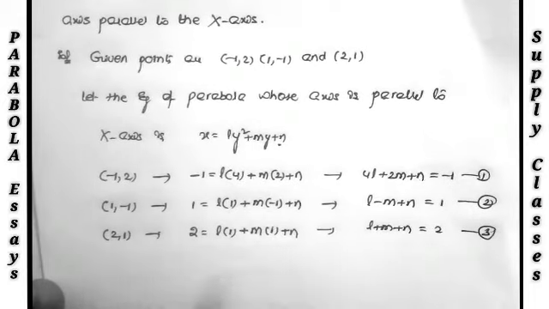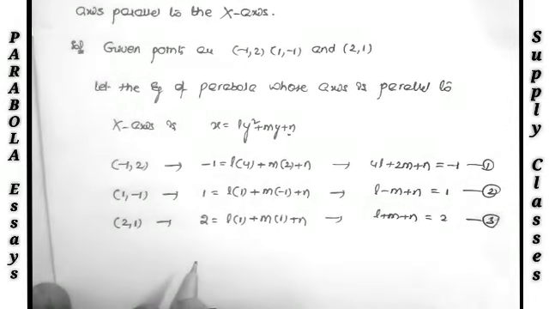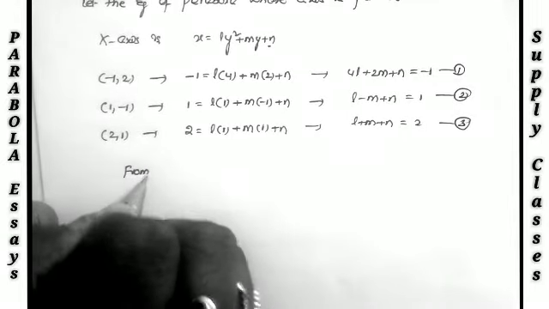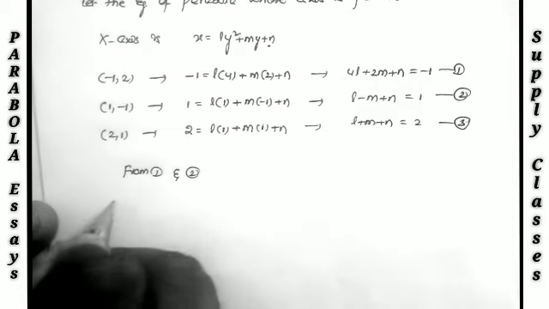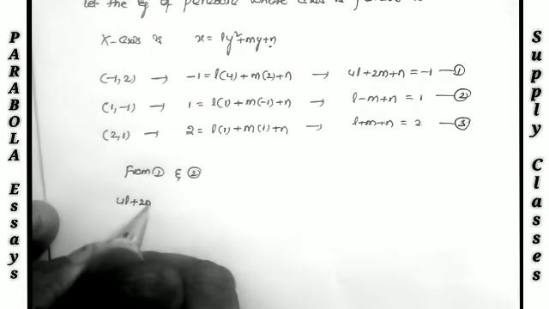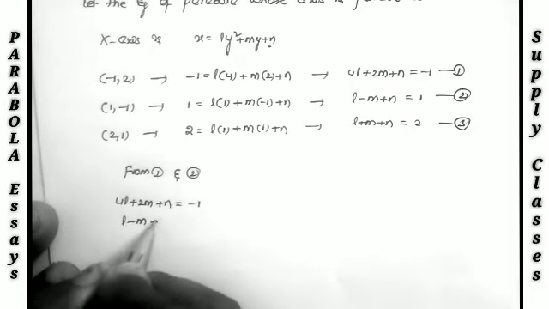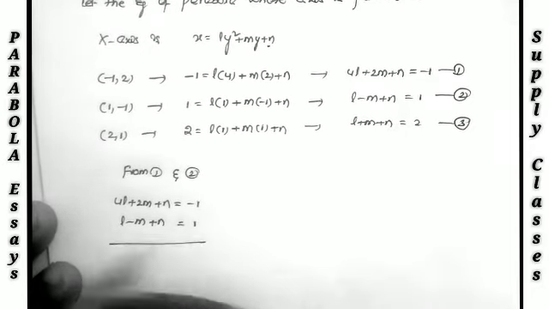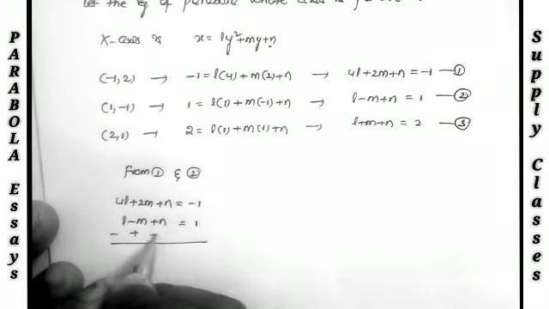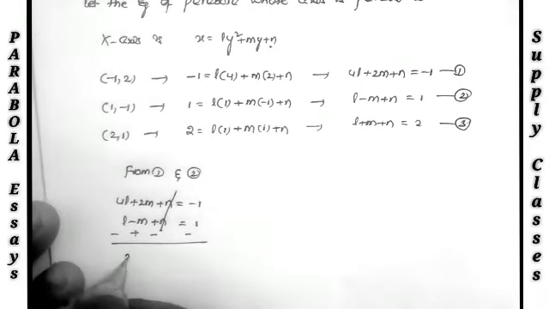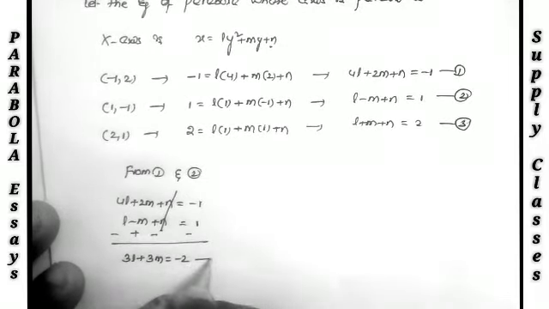Now we have to solve the three equations to get the values of l, m, n. So first I am taking equations 1 and 2. The first equation is 4l plus 2m plus n equals minus 1, and the second equation is l minus m plus n equals 1. Now changing the signs of the second equation, the terms n and minus n get cancelled here. So this is 3l plus 3m equals minus 2, say equation 4.